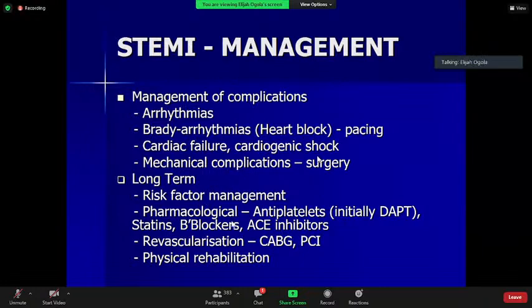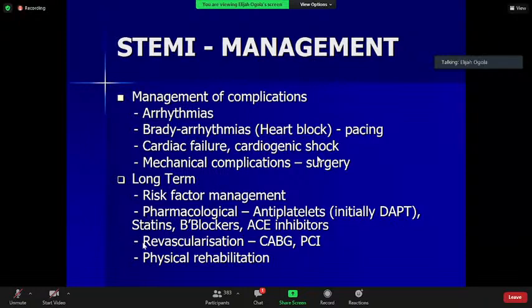The management does not end with the treatment of the acute infarction. It continues long term. The essence here is preventing another event. So the important things there: 1, risk factor management. 2, their pharmacological treatments we continue. So antiplatelets, initially we continue with the 2. After about a year or so, we stop 1 and continue with aspirin usually.